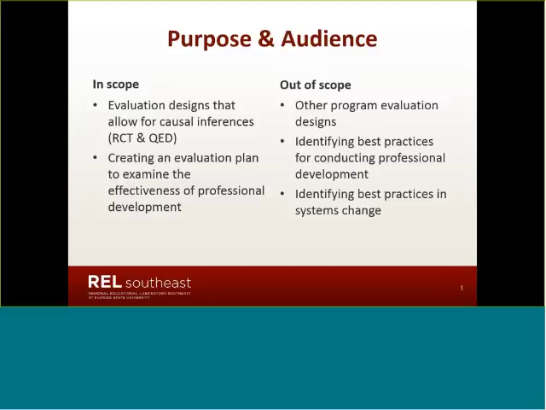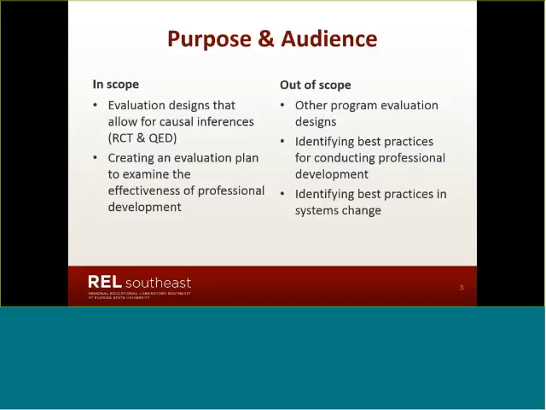What's out of scope for these webinars is other program evaluation designs. There are many, many other very good program evaluation designs out there, but we are focusing only on the causal inference kind. Also out of scope for this particular set of webinars is identifying best practices for conducting professional development or identifying best practices in systems change.